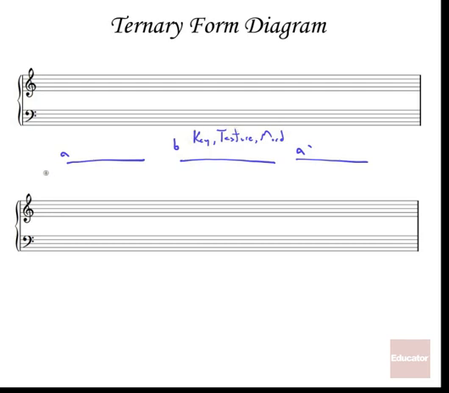So if we are again starting in C major, then our A section would be maybe from 1 to a half cadence on 5, or you could even think of it as a modulation to the dominant. And then that sets us up for our B section to begin in a new key. So this would start in G and then make its way back to C at the end.